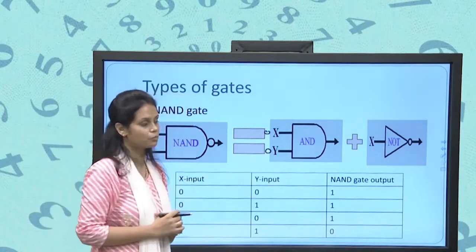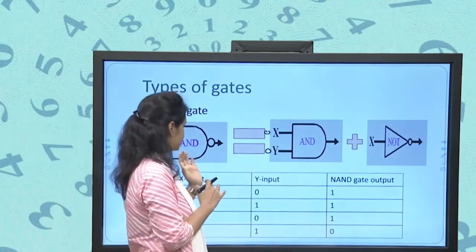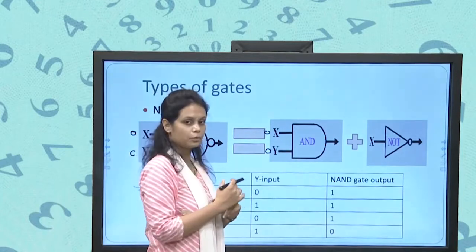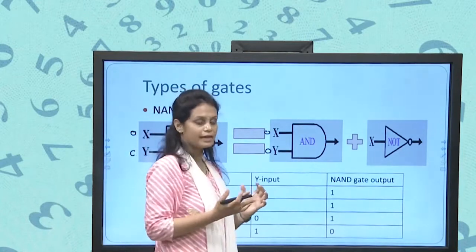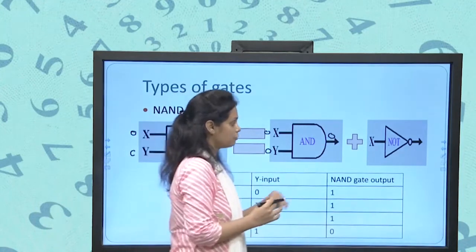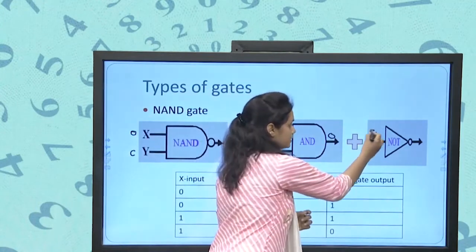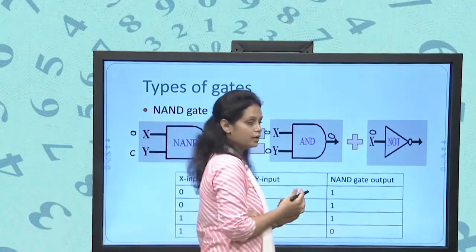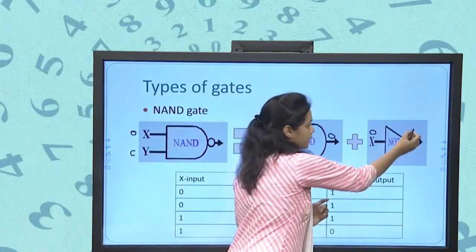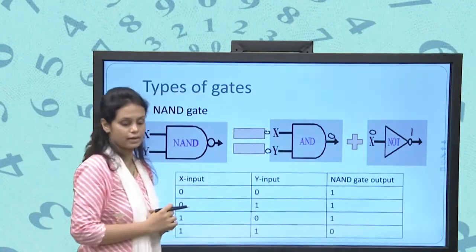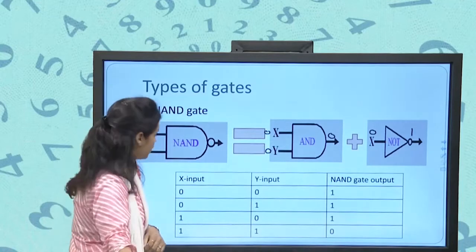So what is the output of the AND gate? First NAND gate will perform AND gate and then NOT gate. So if the input is 0 0, obviously AND gate will give the output 0. Now what is the output of the NOT gate? If input is 0, it will make 1. So the final output is 1.